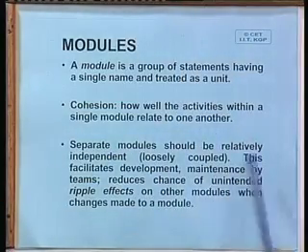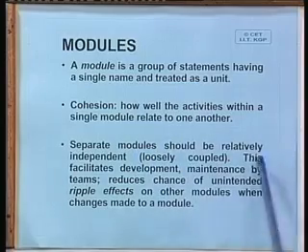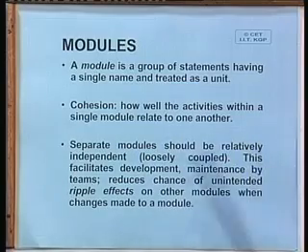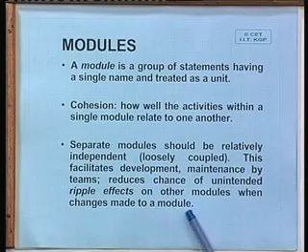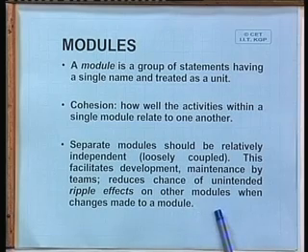So cohesion is how well the activities within a single module relate to one another. Separate modules should be relatively independent, that is, loosely coupled. This facilitates development and maintenance by teams, and reduces the chance of unintended ripple effects on other modules while changes are made to a module. This we had already discussed in the previous class, right.